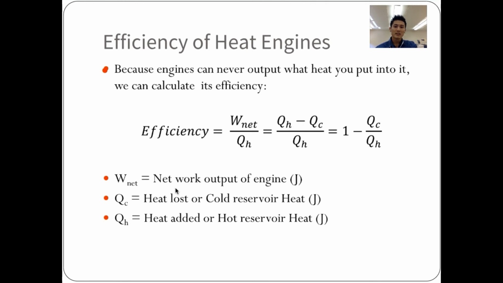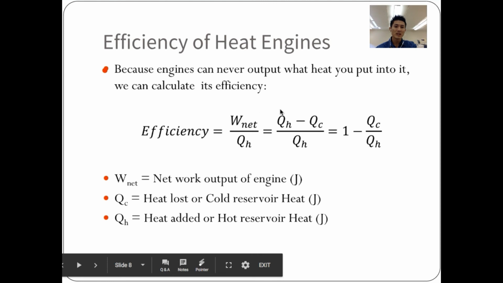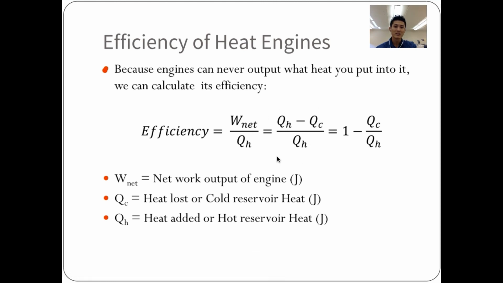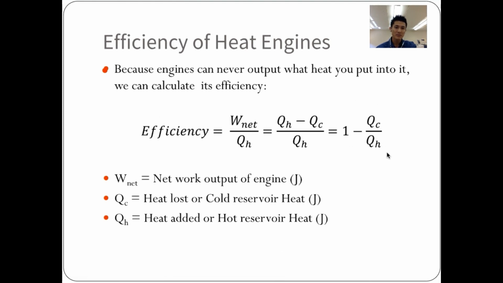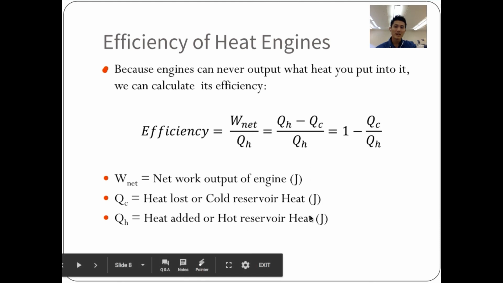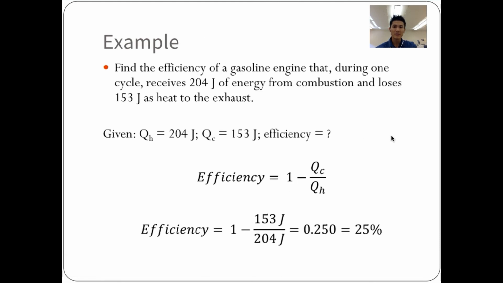Or in other words, we take the heat of our hot reservoir, the heat added to our engine, subtract the heat lost, and divide by the heat added, and we can figure out efficiency. Or, another simpler way to put it: we can have 1 minus the cold reservoir heat loss, divided by the heat added to our system. And so here's an example of that.